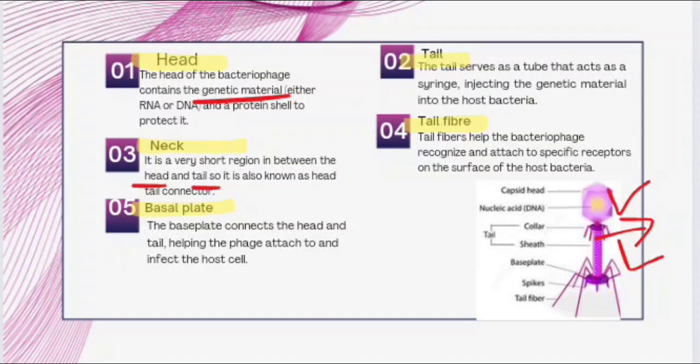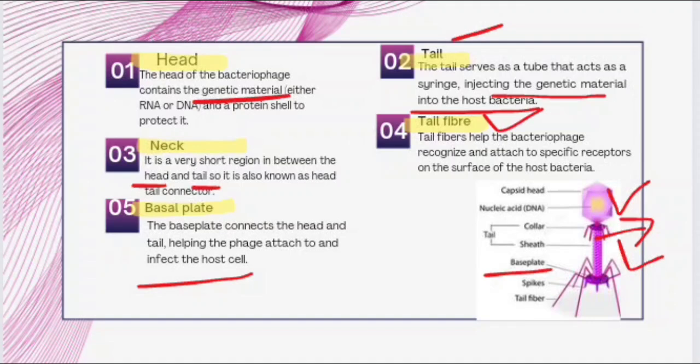Next is the basal plate. The basal plate connects the head and tail, helping the phage attach to and infect the host cell. So the basal plate is mainly involved in attachment to the bacterial cell wall. Next is the tail region, which acts as a syringe, injecting the genetic material into the host bacteria.